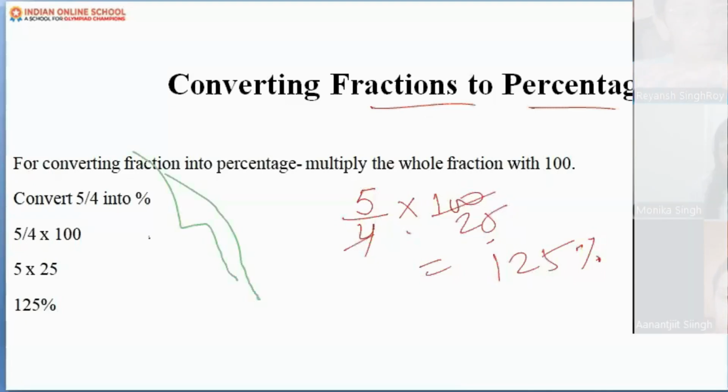Okay, can you tell me what will be the percentage of 3 by 2? Calculate the percentage. Ma'am, 150. 150. So how will we do it? Just multiply it by 100 and we get 50 multiplied by 3, that is 150. Very good.